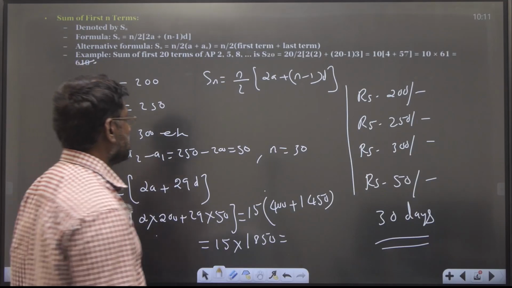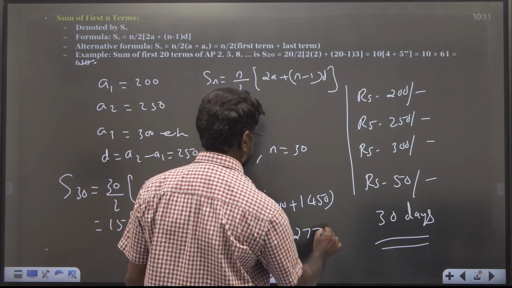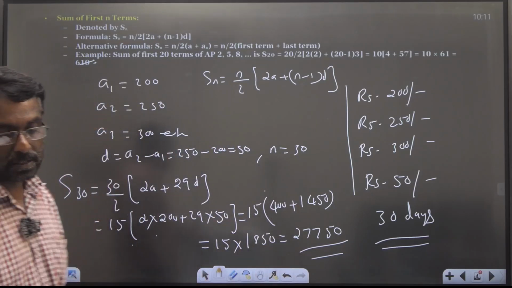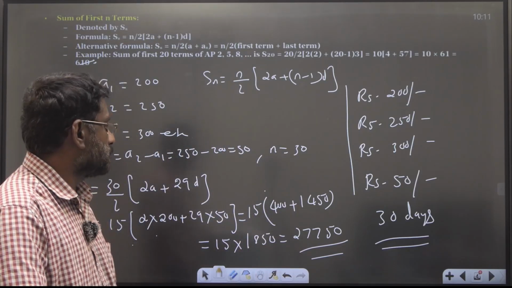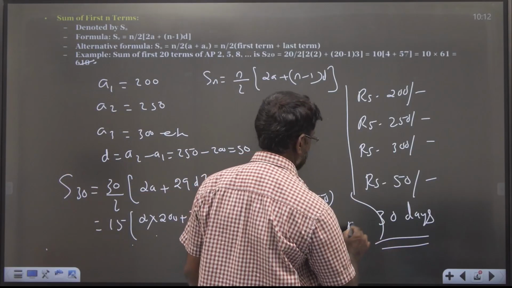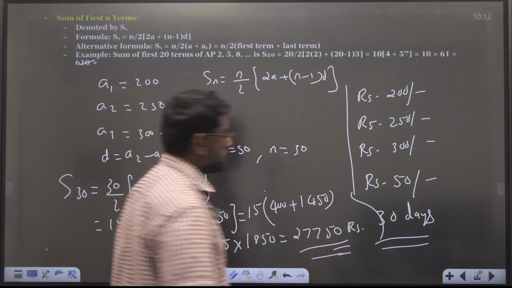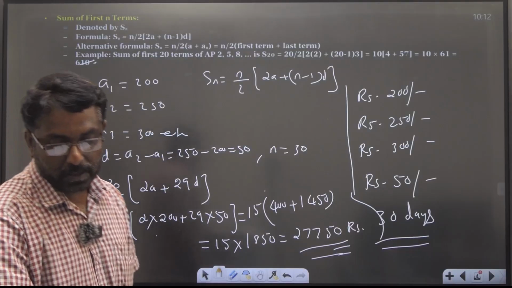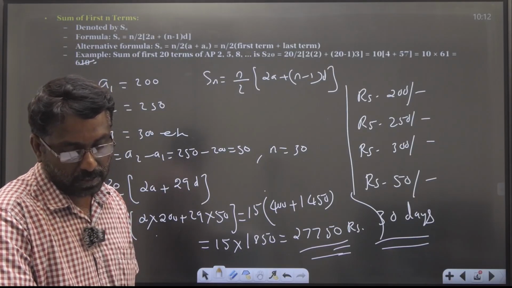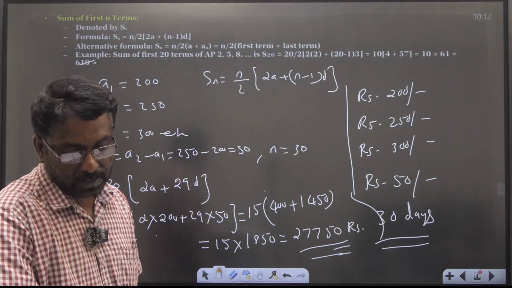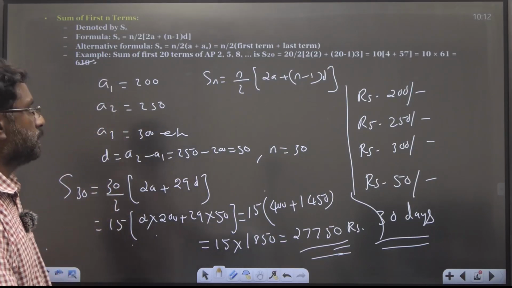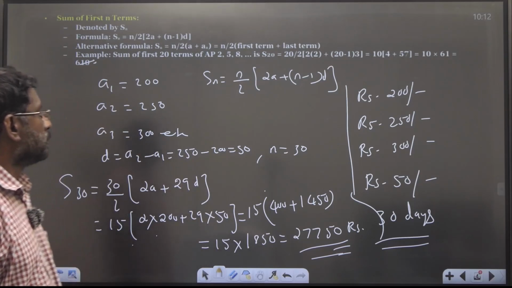15 into 1850 is 27,750. That much rupees. This is the answer. So he has to pay 27,750. If he delays the work by 30 days, he has to pay how much money? 27,750 rupees as penalty. Okay.